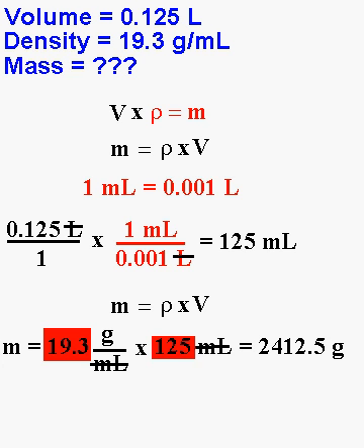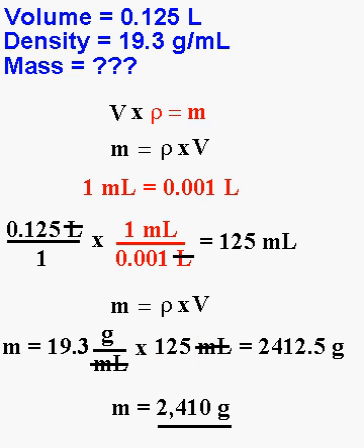So our answer isn't 2412.5 grams, it's 2,410 grams. That last zero isn't significant. It's at the end of the number, but it's not to the right of the decimal. So that zero isn't significant, so that number there, 2,410 grams, has 3 significant figures, and that's the proper answer.